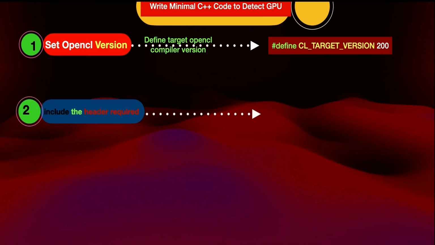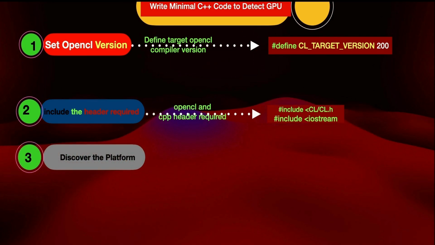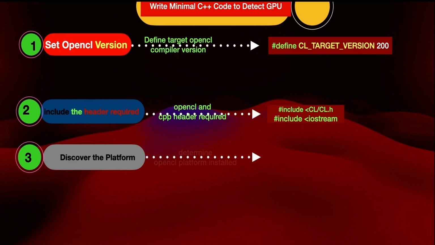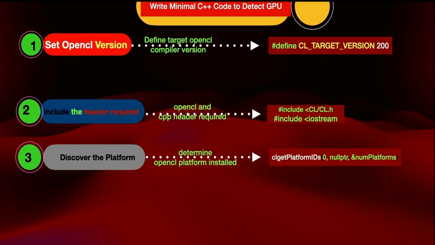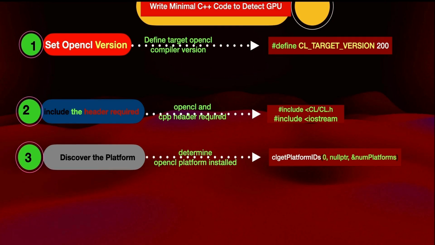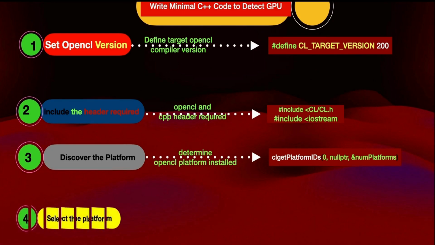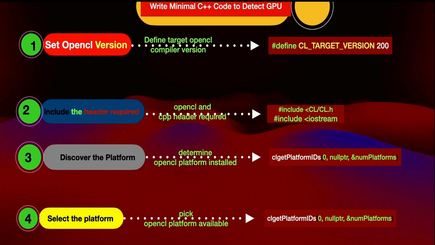The second step brings OpenCL and standard IO support together. The third one is discover platform. It determines how many OpenCL platforms are installed. So we use the API clGetPlatformIDs to get the platform count, which tells us how many vendors provide OpenCL support on the system. Find out how many OpenCL platforms are available. The fourth one is select a platform. Pick the first available OpenCL platform. For that, we use the API clGetPlatformIDs. It retrieves one platform ID to work with in subsequent API calls, so we choose one OpenCL platform.